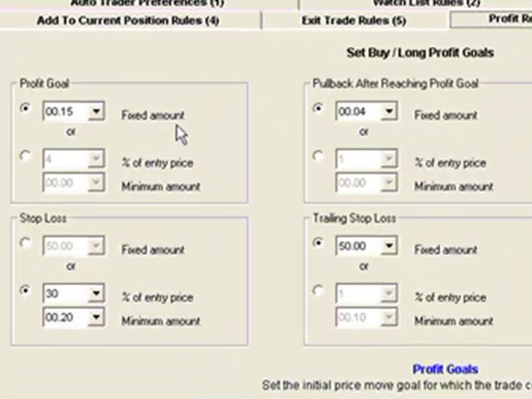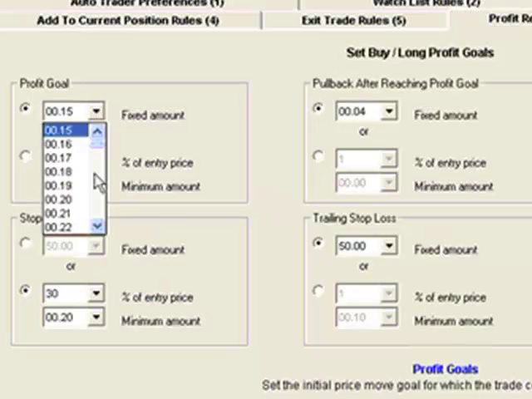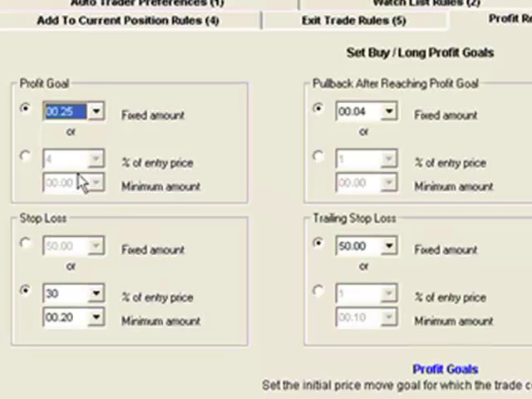For each one, you can fix the amount. You can put a fixed dollar amount, and that's a per share price. So in this case, I'm saying that I want a 15-cent profit goal. That doesn't sound like much. Let's raise it to a quarter. Let's say, okay, I want to make at least a quarter. If the stock price in a long position goes up a quarter, then I have reached my goal.